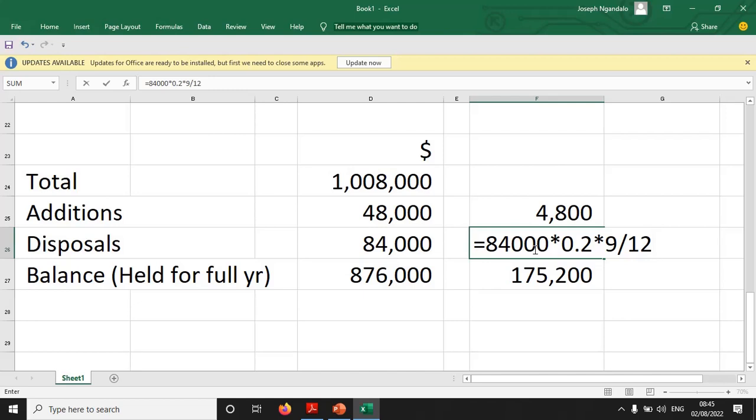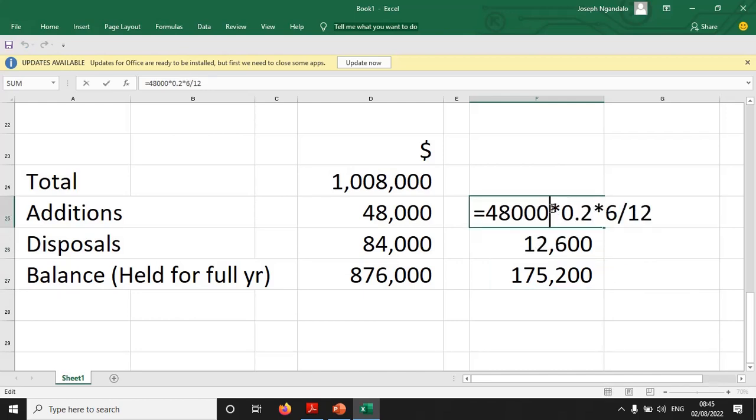Yes. Are you confirming how much? 12,600. How did we find this one, Mr.? Are you seeing the breakdown?